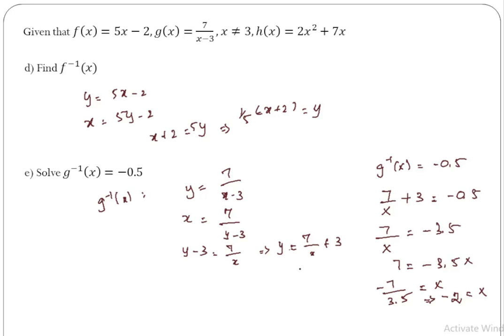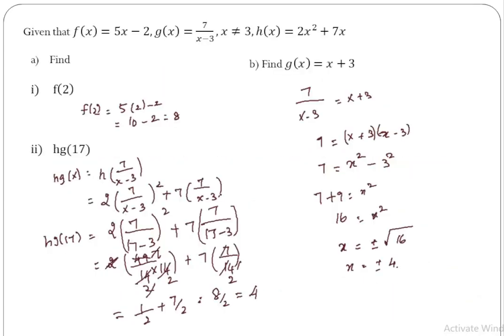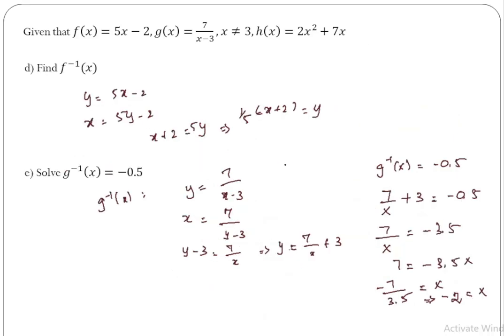Okay. In this problem, we have learned, in part A, function value at some point and composition function value at some point. In part B, we solve the equation. And in part C, we solve the equation in terms of approximation without using the calculator. Then part D is the inverse function. Then part E, solve the inverse function equation.